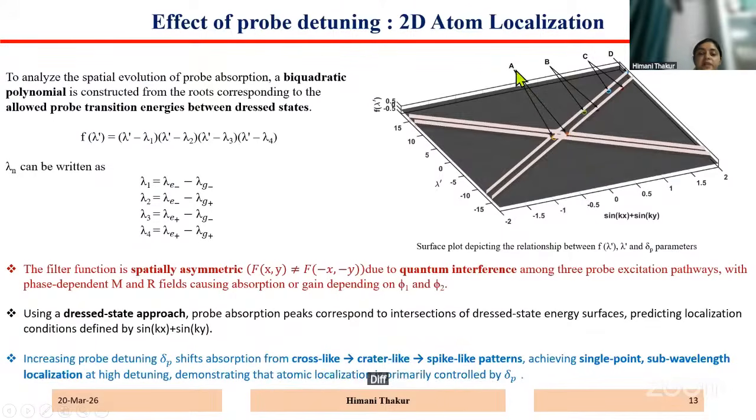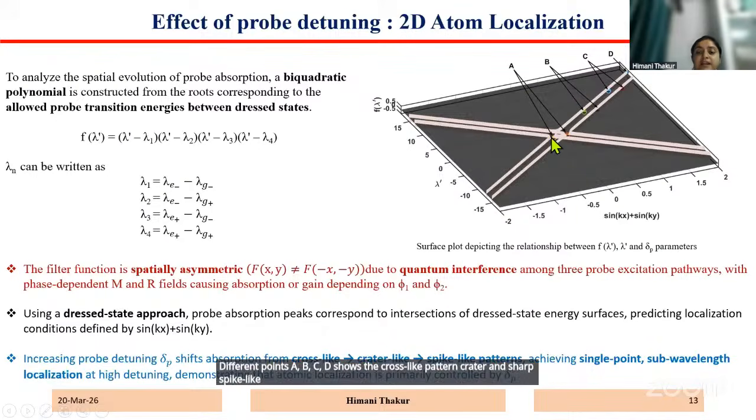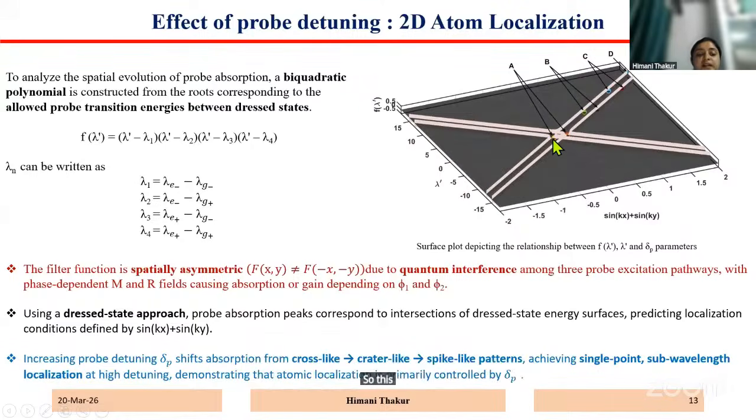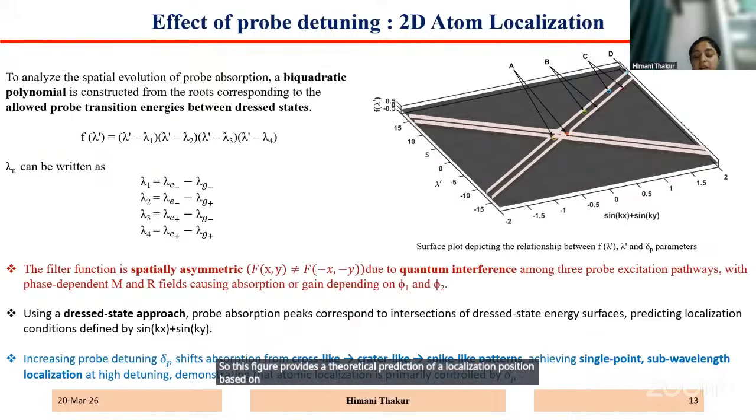Different points A, B, C, D show the cross-like pattern, crater, and sharp spike-like localization in the case of dressed state analysis. So this figure provides a theoretical prediction of the localization position based on dressed state energy transitions.